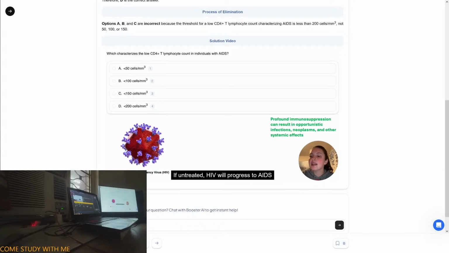If untreated, HIV will progress to AIDS, or acquired immunodeficiency syndrome, and this occurs when those CD4 T cells drop below a certain level. Now, AIDS is the most advanced stage of an HIV infection, and it's characterized by a number of those opportunistic infections. These infections could be something that the body typically easily fights off, but because the immune system is so compromised, these infections can be fatal to patients. But back to the question.